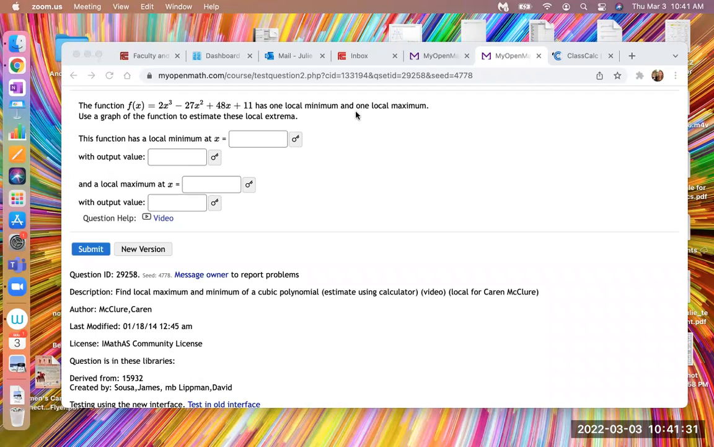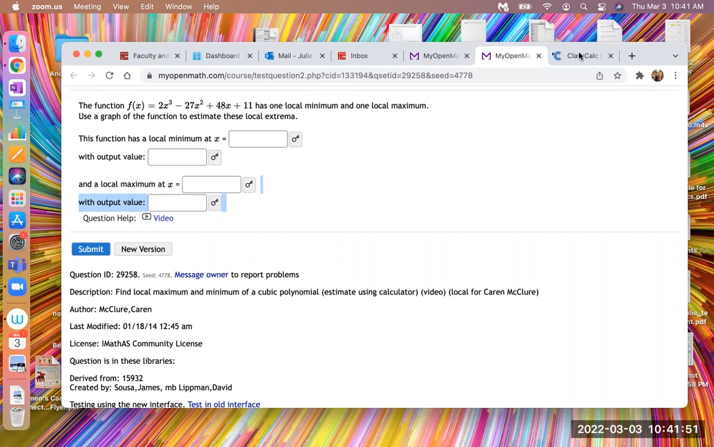Like I mentioned, we want to look for the hill. Where the hill is will be our local max, and where a valley is will be our local min. We might have to search around after we look at the graph of this.